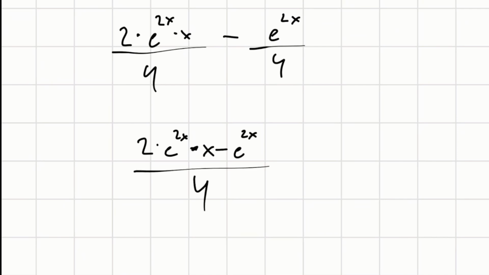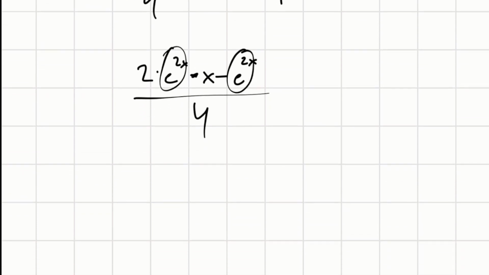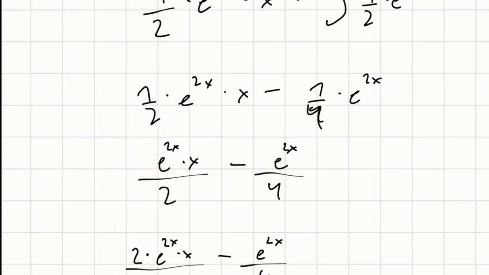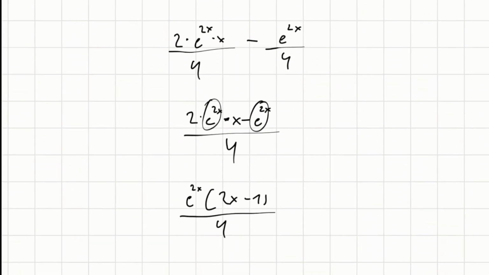We can even simplify this further if we just think we have 2 terms in common. So we just say this is nothing else than e to the power of x. And now we just say 2x minus 1 divided by 4. And I personally think this is quite a nicer formula than this. Yeah, this is like the principle behind this.